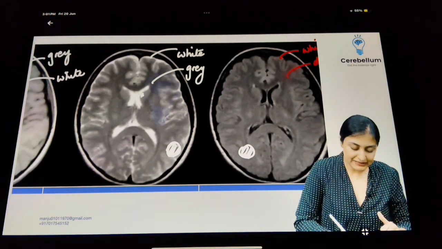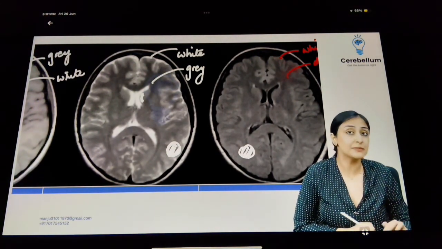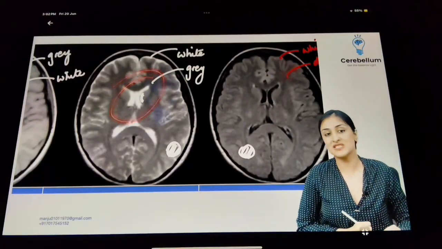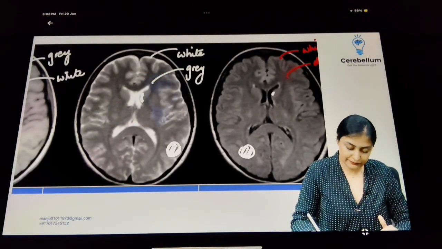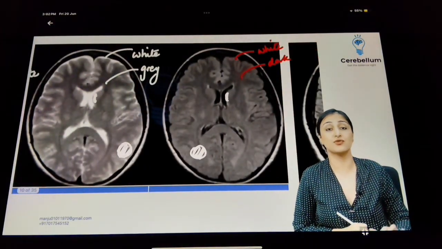But then what if I have a periventricular white patch, seen usually in multiple sclerosis, which is periventricular? Now on T2 I might just miss it because it's so close to the fluid. But when I do a FLAIR sequence, this shines out. So FLAIR is the best for picking up pathology.